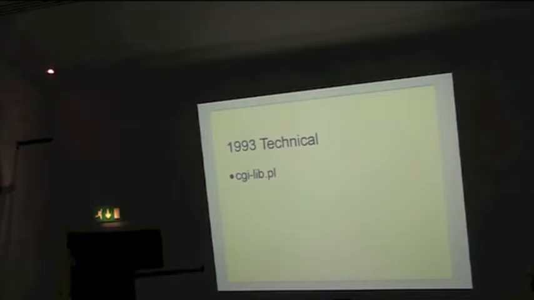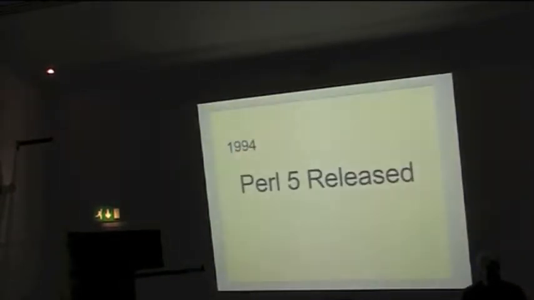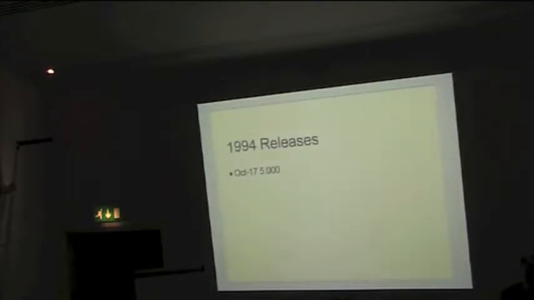And it's the earliest reference that I can find to CGIlib.pl, which was a Perl 4 library for parsing CGI parameters. And of course, books, Learning Perl. 1994, definitely. Perl 5 was released in 1994, so 18 years ago. Almost exactly 18 years ago.